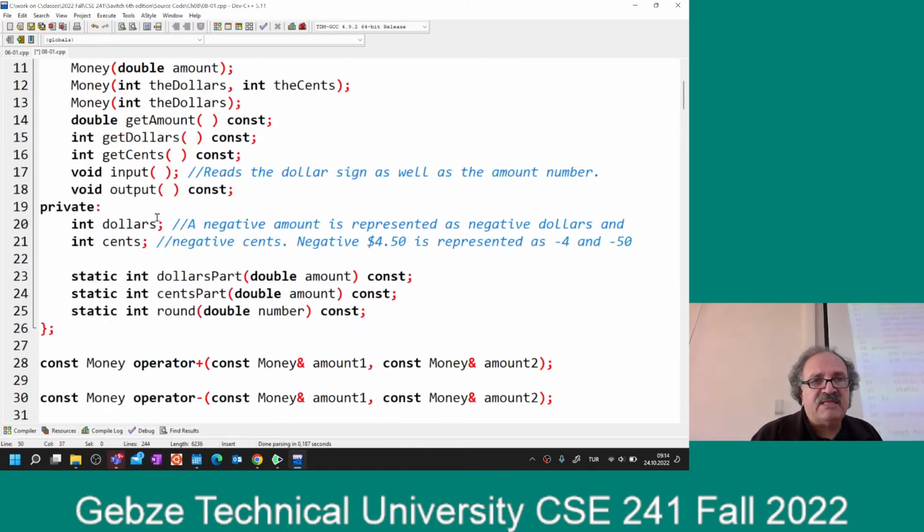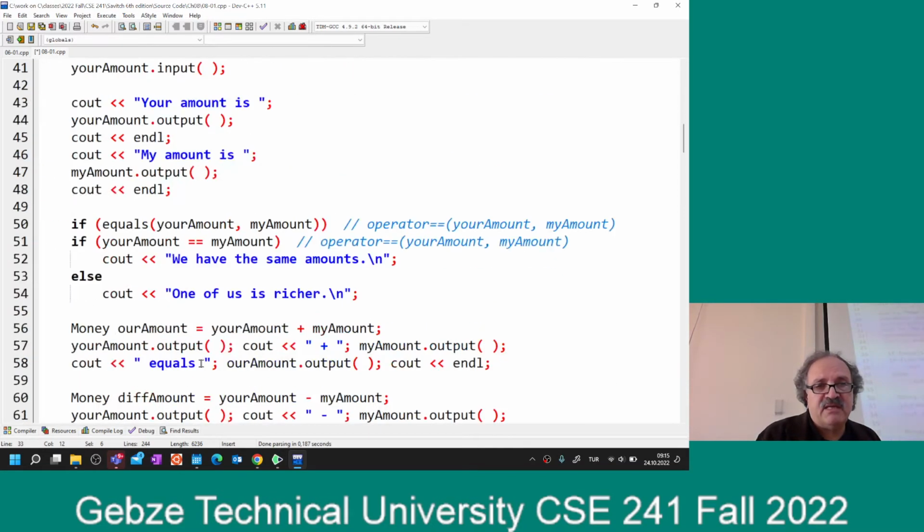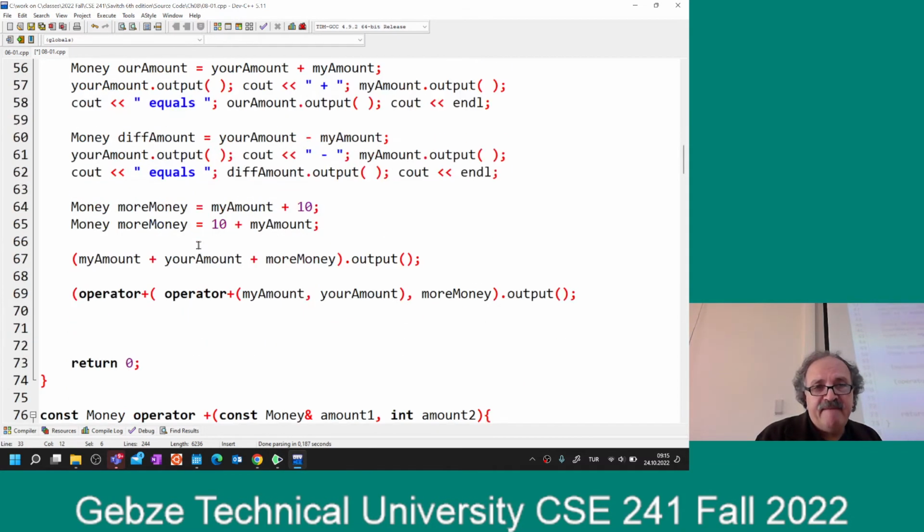So as I said, operator overloading is not any different than defining a new function like this equals. Instead of giving this the name equals, I give it the name operator equal to, and when I call this function, instead of calling the function equals, I just use this simple operator. So that's it. By the way, this one really works. Operator plus, you call operator plus.